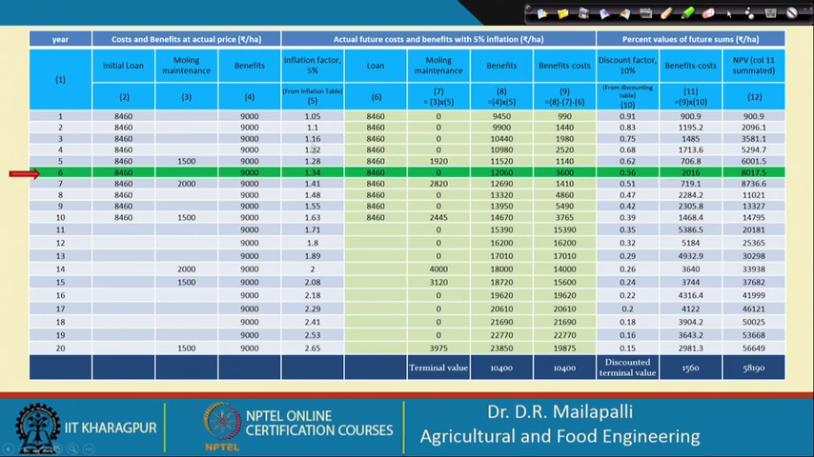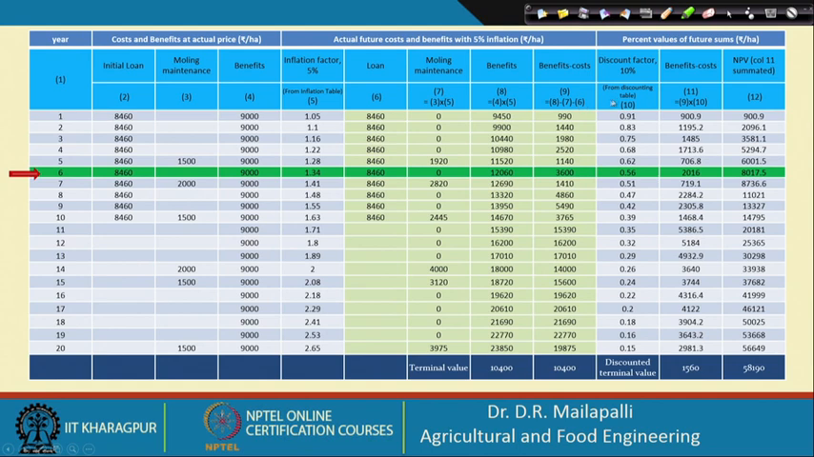So, with this inflation rate, we are going to translate all these values, except the initial loan amount. So, the loan amount will be the same, that is in column number 6. Then molding and maintenance, that is column number 7, which will be equal to column number 3, molding and maintenance, multiplied by the inflation factor. And the benefits also need to be inflated. So, again column 4 multiplied by the inflation factor. So, that is benefits, column number 8.